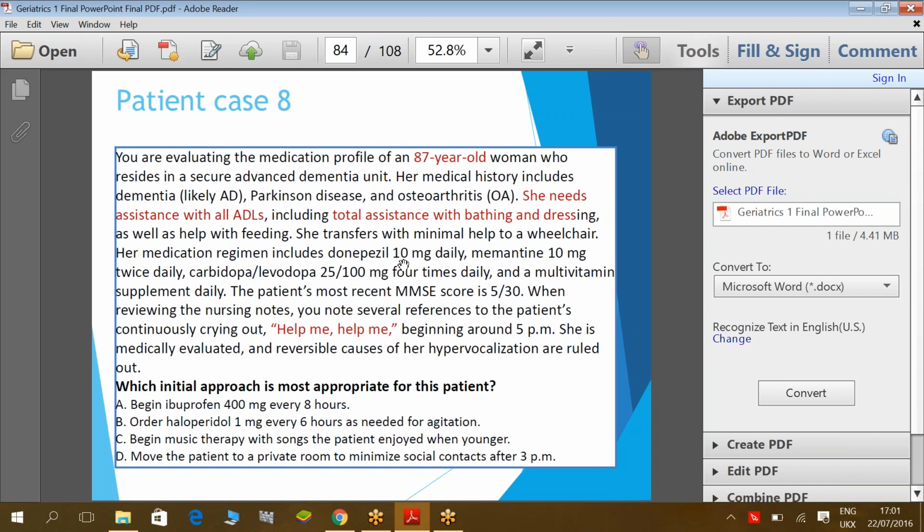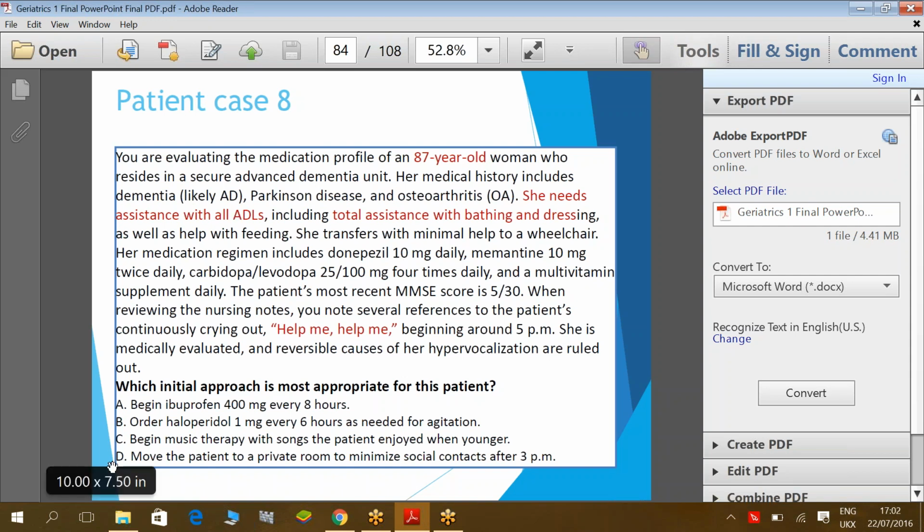Are you going to begin ibuprofen, or are you going to order haloperidol as an antipsychotic, or are you going to begin music therapy, or are you going to move the patient to a private room? We said when there is a behavioral problem in a patient with Alzheimer's, I have to first of all screen for any other medical reasons. Here there is nothing to tell me that she is in pain. So A is excluded. We don't need to give her any NSAIDs. Secondly, I have to begin with non-pharmacological. Non-pharmacological here is music therapy.